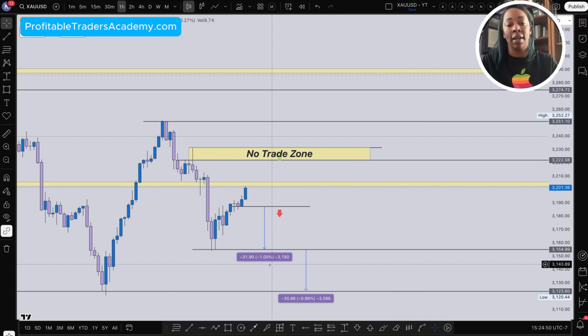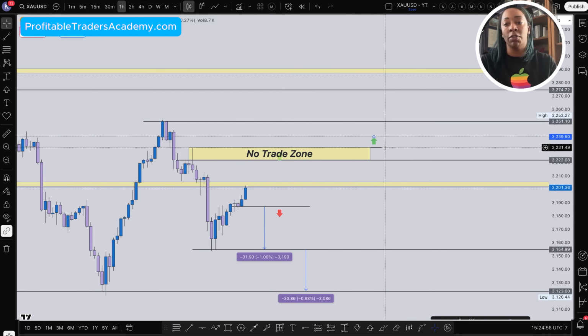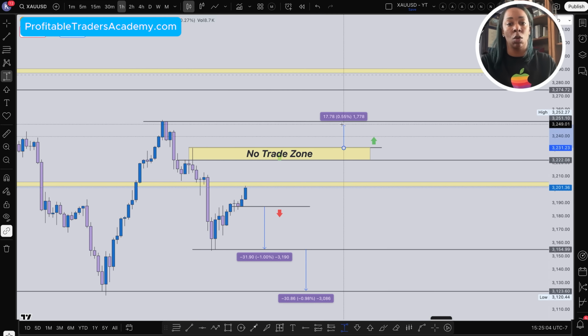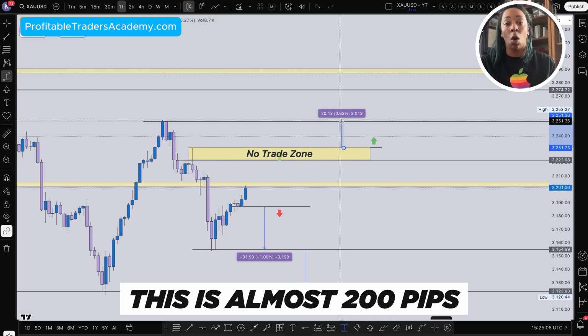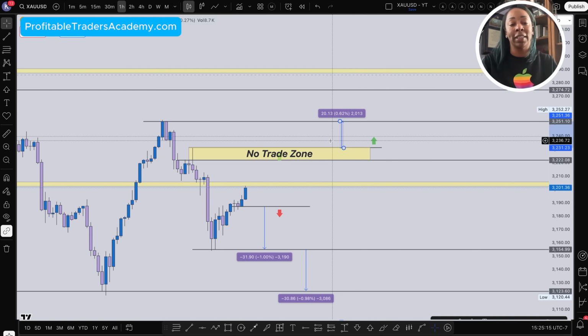And let me get another arrow, because now I would be interested in buys more so above this level of 32.31. That's where that wick stopped, and that's where I wanted to mark off my no trade zone. So let's just see if I got enough room to go up to the top. And yes, this is almost 200 pips, definitely enough range for me to get some sort of movement out of this if price decided to push up here. So very happy with that trade idea.